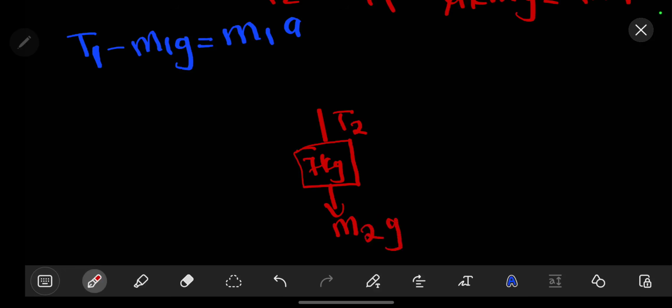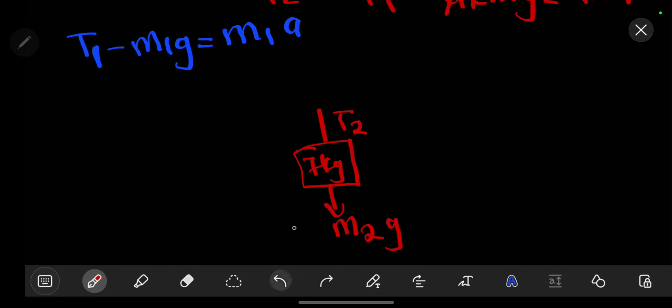So we are going to have something like this, the 7 kg like that. Then upwards there is a tension number 2, which we labeled as number 2. Downwards it shall experience a force. So this mass we shall call it m2g like that. So this is what we have.